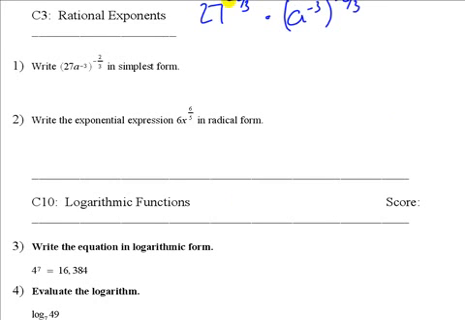I'm going to forget about this negative sign for a second. I'll ask myself, what's the cube root of 27? That's 3. Square that, I get 9. The negative then is going to flip that over. That's going to give me 1/9.